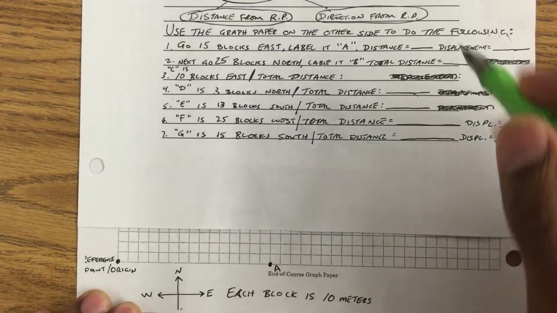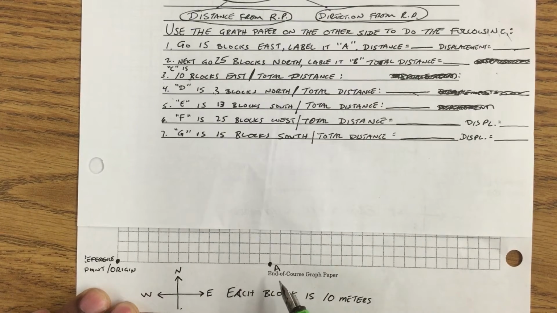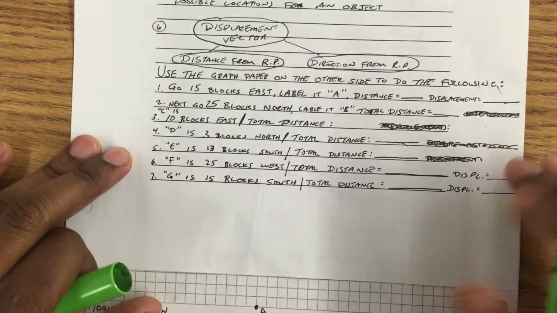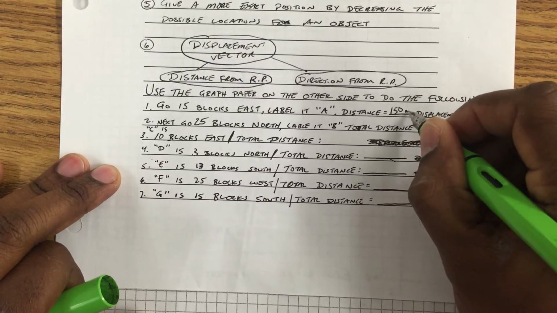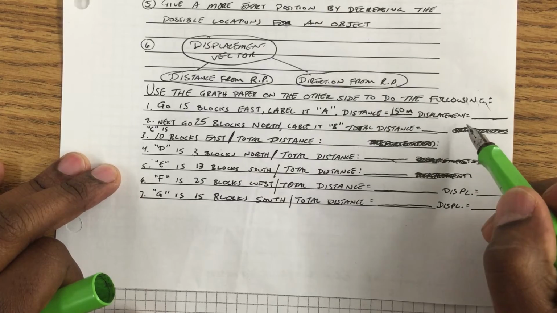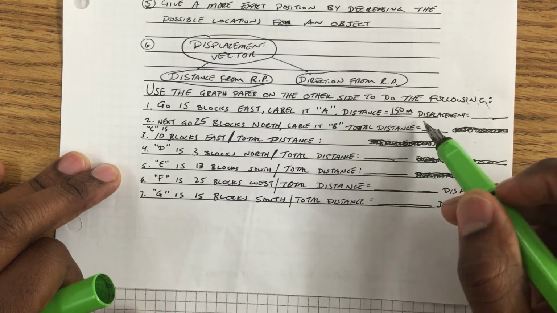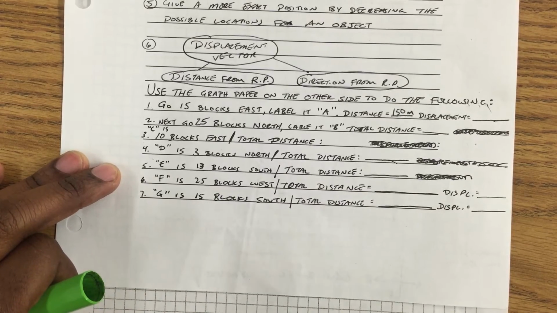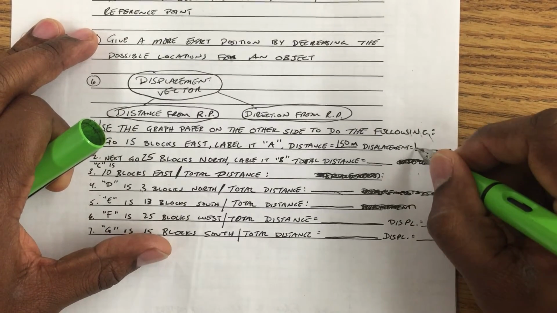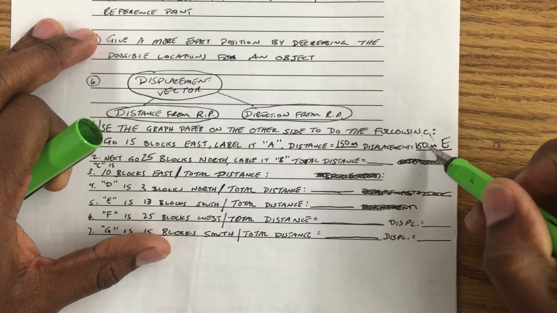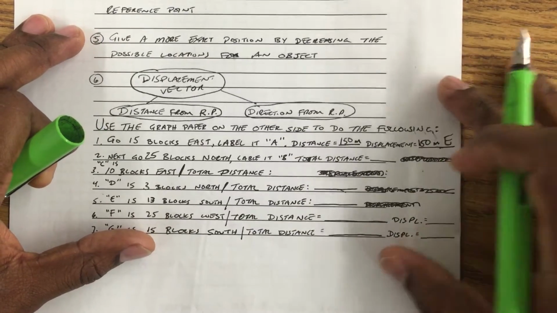So we've done that, and it wants to know the distance. Well, we went 15 blocks, and if each block is 10 meters, 15 times 10 is 150. So our distance would be 150 meters. We cannot forget the units. It's also asking us for the displacement. Remember, the displacement is the size and direction, and the size of the displacement vector is the distance from where you are. And so we went 150 meters east. So that is our displacement. It's 150 meters east, and that's it. That's our size and our direction, our magnitude and the direction.